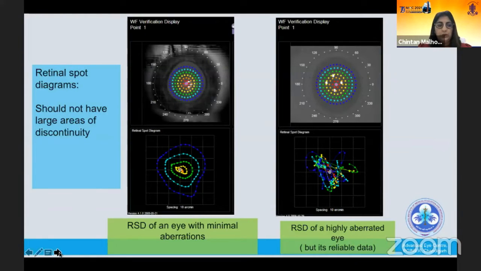In an optically perfect system, all these spots would focus on the macula and hence would be in a very close cluster. But most eyes have some degree of aberration. So the image on the left shows the retinal spot diagram of an eye with minimal aberrations, but it's still continuous. On the right, we see the retinal spot diagram of a highly aberrated eye, for example, a patient with advanced keratoconus. But we can see that there are no rejected points. So although it's aberrated, it's reliable data, and perhaps the iTrace is the only machine which can take up data in such aberrated eyes.